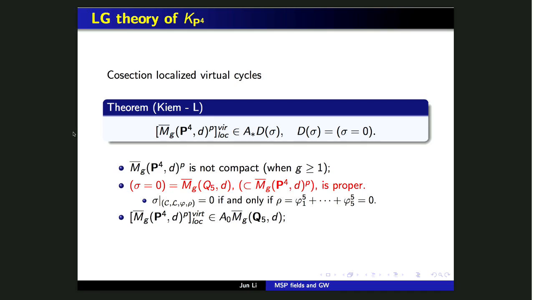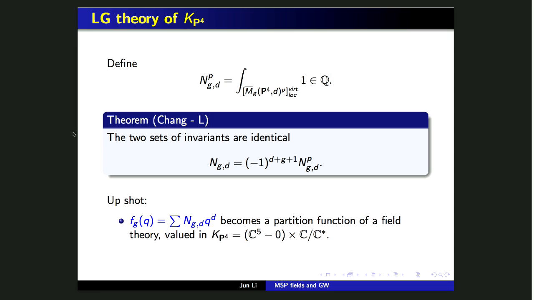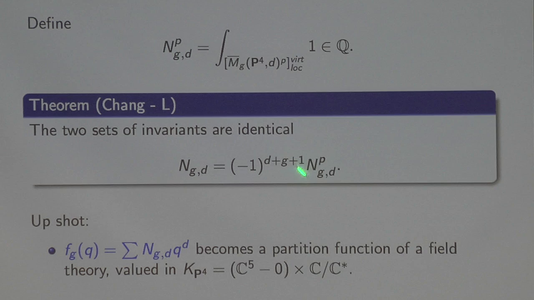But once you do the cosection, the vanishing locus of the cosection just gives you the moduli space of stable maps to the quintic. Q5 is a quintic. Once we see the vanishing locus, we realize that it must be related to the quintic invariant, and that's what we did with Huai-Liang Chang: we used the moduli of stable maps to P4 with P-fields. The only thing is the field is L to the minus 5. The 5 shows up there, but that 5 already gave us everything we want to know about the quintic.